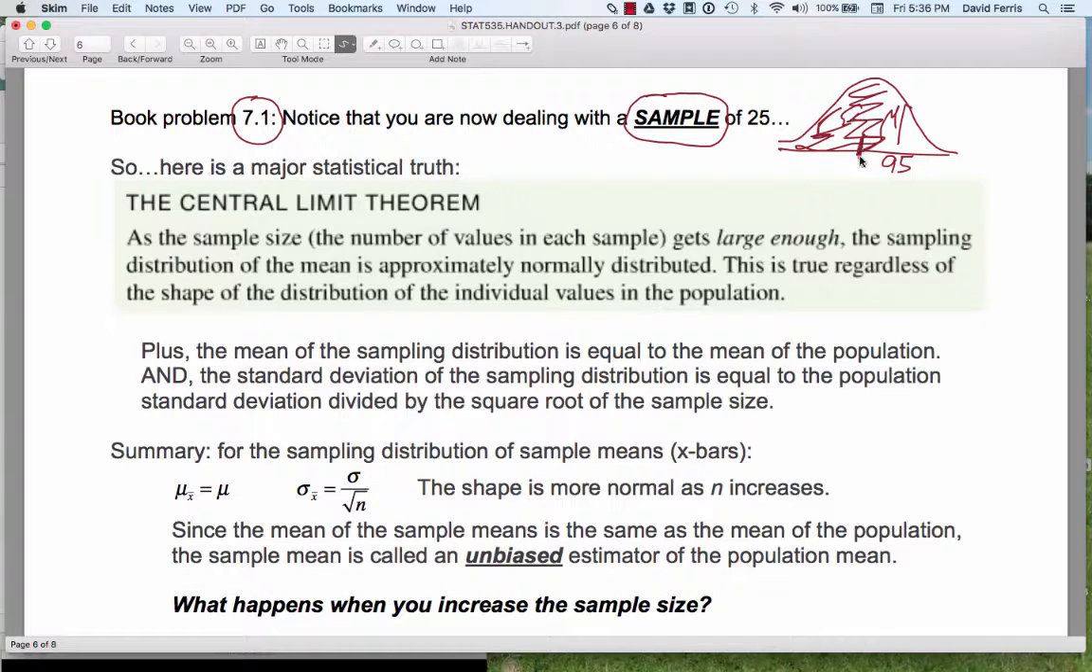But what we have to remember is we know how to find the mean. The mean's going to be the same as the population, but the standard deviation of this sampling distribution is going to be sigma divided by the square root of n. So for problem 7.1, sigma was 10 in this problem, and we have to divide by the square root of our sample size, which is 25. So the standard deviation is going to be 10 divided by 5, which is 2. So when we're doing this problem, the mean is 100.